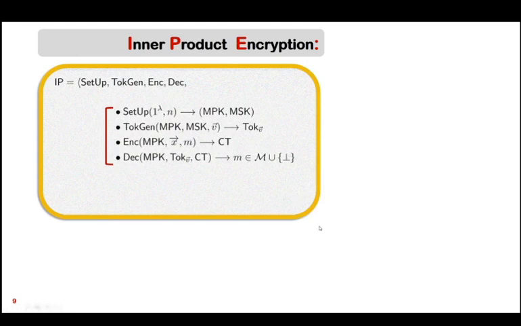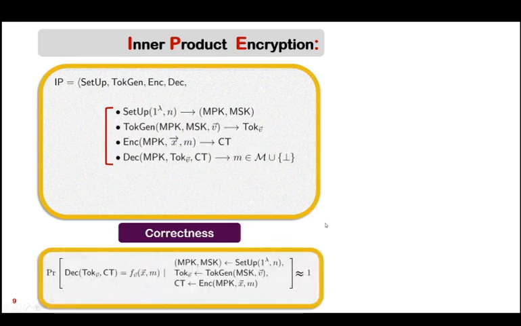Any IP needs to have a correctness property, and the correctness property is that the output of the decryption algorithm is the original message M if the inner product of X and V is zero. And this should occur with overwhelming probability. It means that here we are allowed to have a negligible probability of error. Also notice that in attribute hiding IPE, the vector X is kept secret, and the only information someone can get from the decryption algorithm would be whether the vector is orthogonal to vector V or not.